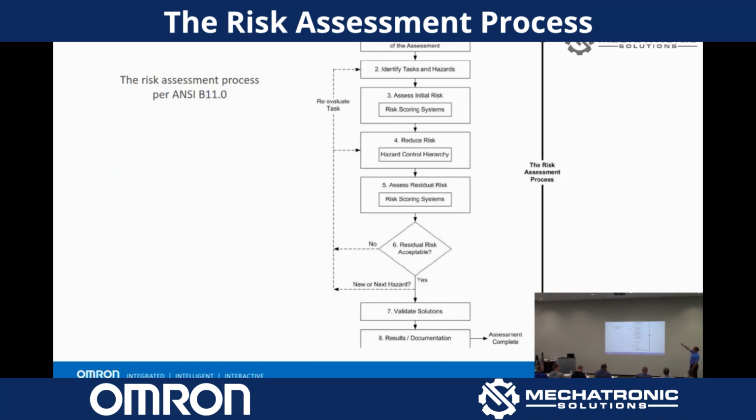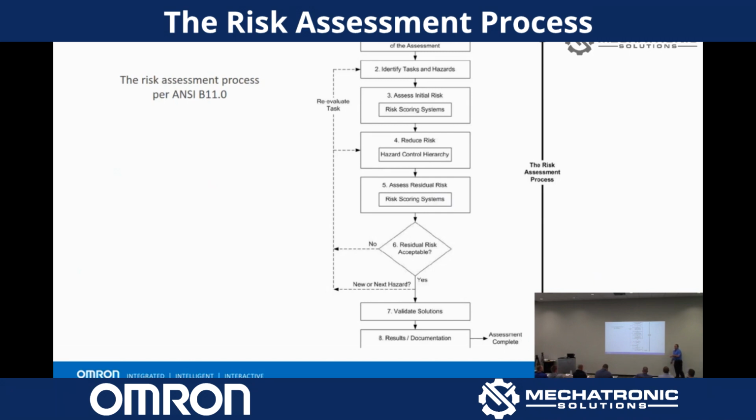Once we have a list and the limits of our assessment, now we can go into the meat and potatoes, which is identifying tasks and hazards on that piece of equipment. We're going through and looking at every single task that an operator or a maintenance person does, and then evaluating: is there any risk associated with that task?